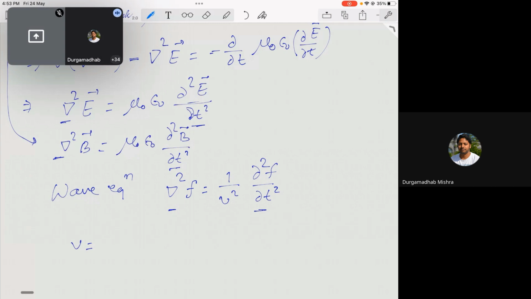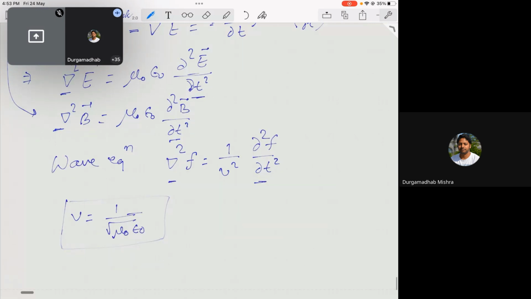So we can now say this electric field and magnetic field actually exist as waves, and they move with a velocity equal to 1 over the square root of mu naught epsilon naught. Now, if you substitute these constant terms, since we know the permeability and the permittivity of vacuum, what you will get is v equal to c, that is, the speed of light.